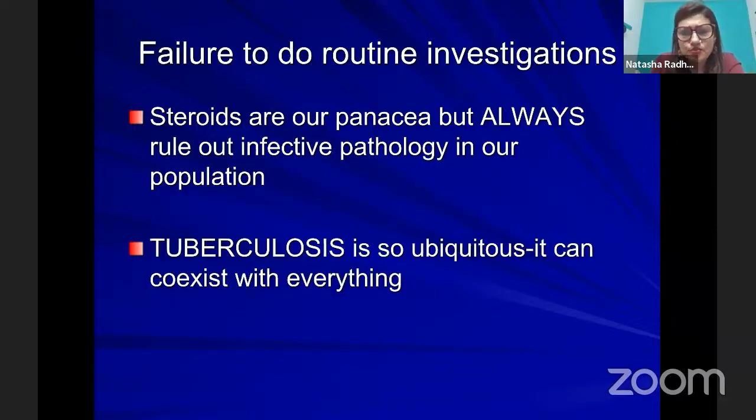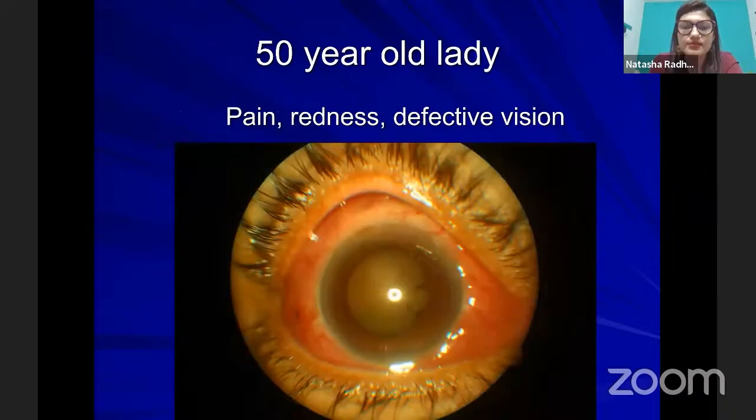So, failure to do routine investigations. Though I think there's a recent publication that says that there is no increased risk of systemic TB if you are putting the patient on steroids, and you don't have to always do it. But this is our experience, that you cannot rule out TB. So you have to do your routine investigations before you start systemic immunosuppression or steroids, because in our country, it is so ubiquitous, it can coexist with everything.